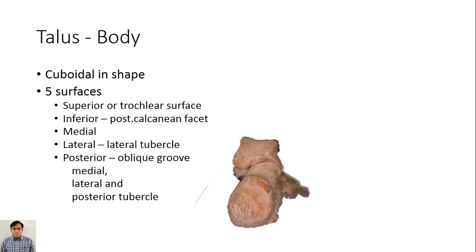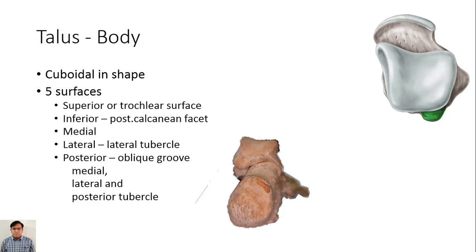If you see the talus from superior side, the posterior tubercle is more visible. So this is superior surface, and here the green area is posterior tubercle, and sometimes this posterior tubercle is separated from the main body and develops separately, and this is known as os trigonum.